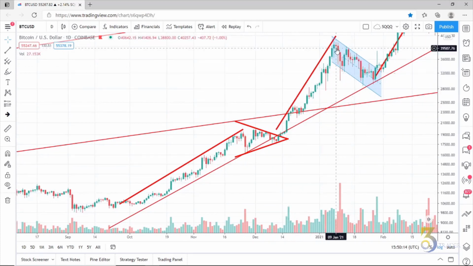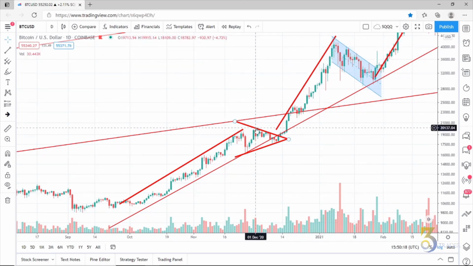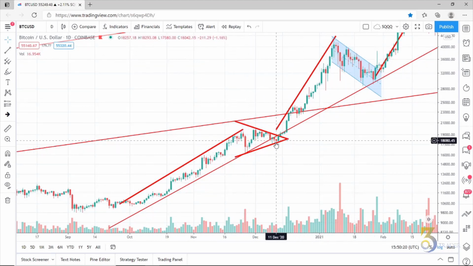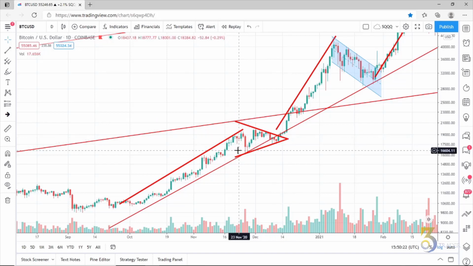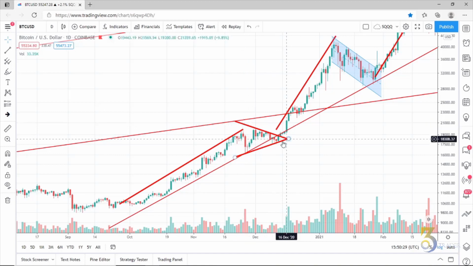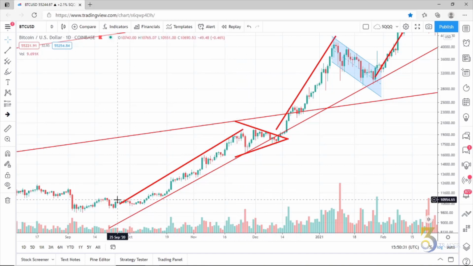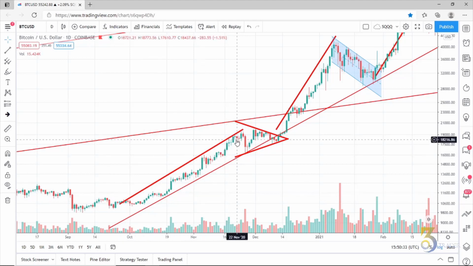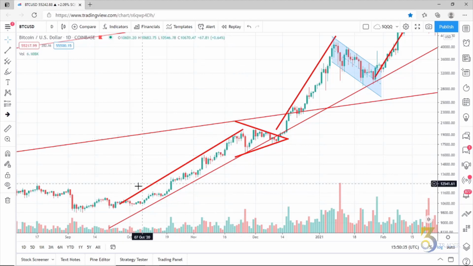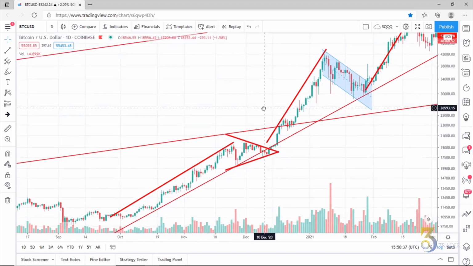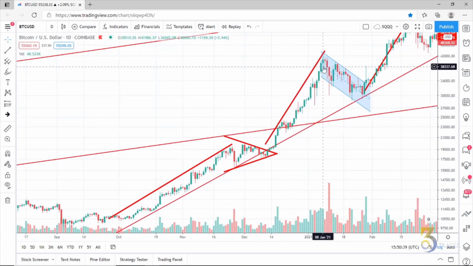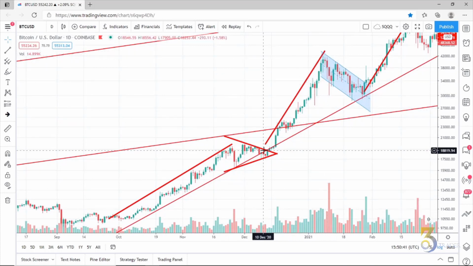Look at this. This is what we had last chapter, the flag. Now you can see the pennant. Look at this triangle, this perfectly symmetrical pennant, or pyramid. Beautiful. Here's our flagpole, all the way to the top. So you measure that, take that line, and put it up top. Look how perfect it worked out, literally right to it. Here's the breakout.